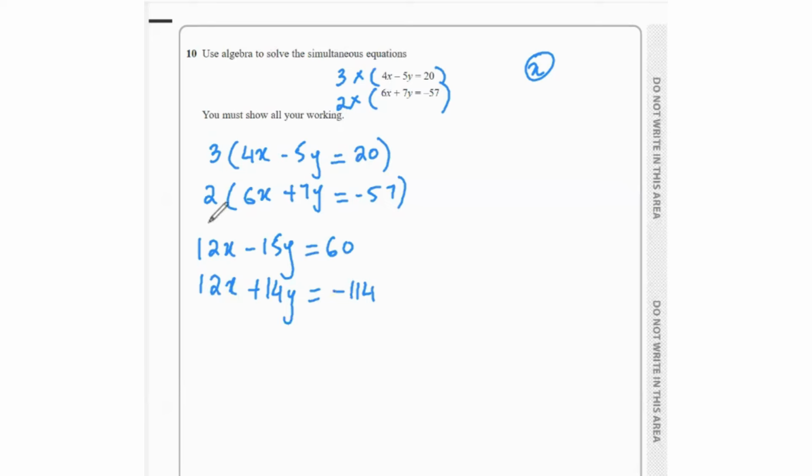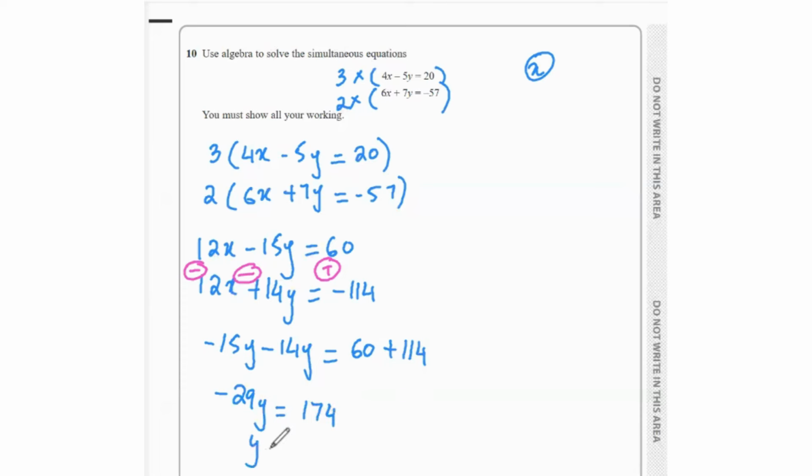So we can see that 12x is positive in the first equation and the second equation. So for us to be able to eliminate them, we will subtract the two equations, which means this becomes negative, and this becomes positive. So 12x minus 12x is 0, negative 15y minus 14y, and 60 plus 114. So that's negative 29y equals 174. Y equals 174 divided by negative 29, which gives us a value of negative 6. So y equals negative 6.